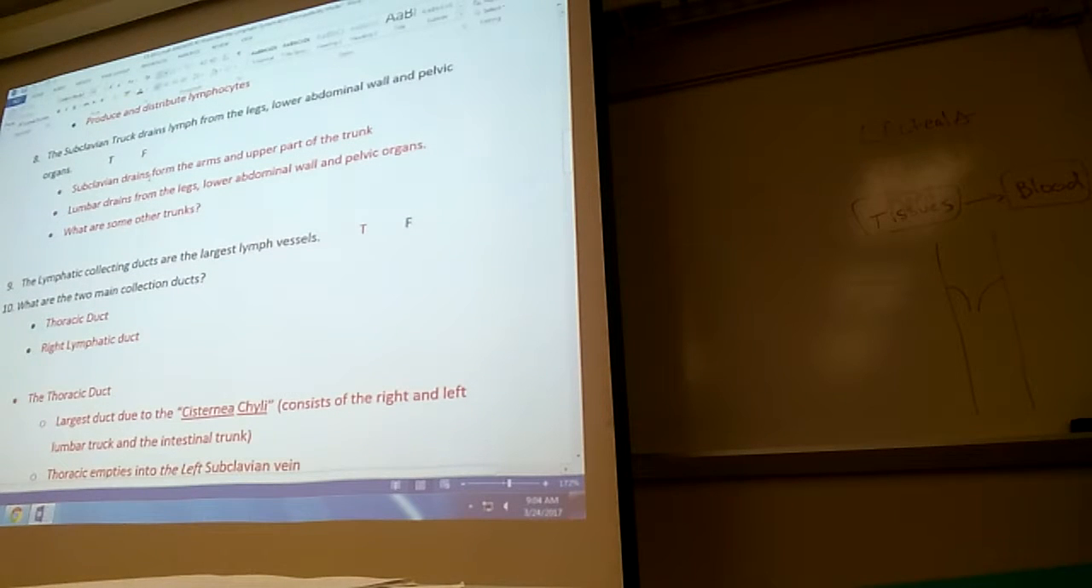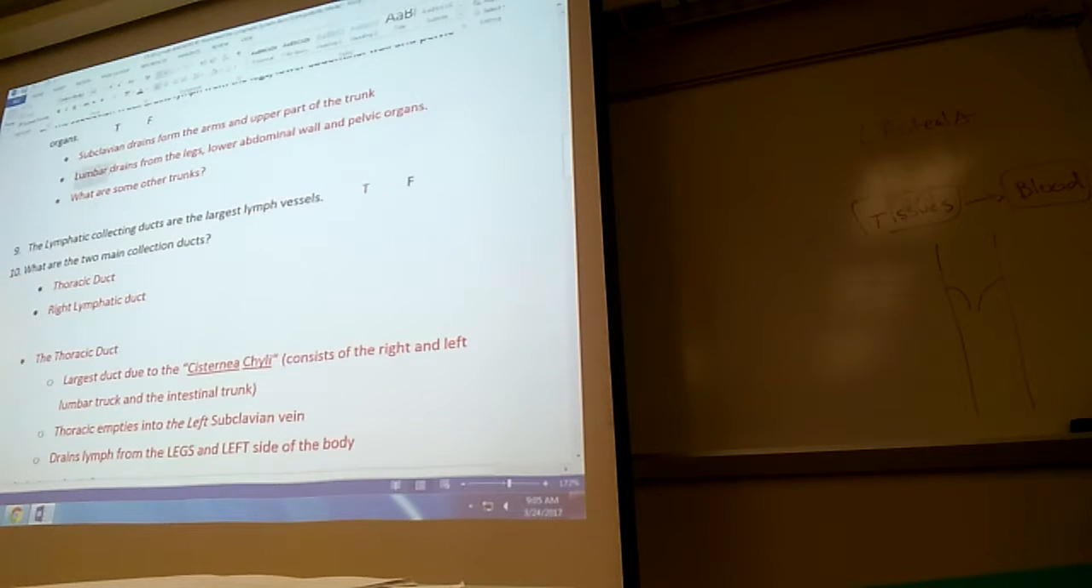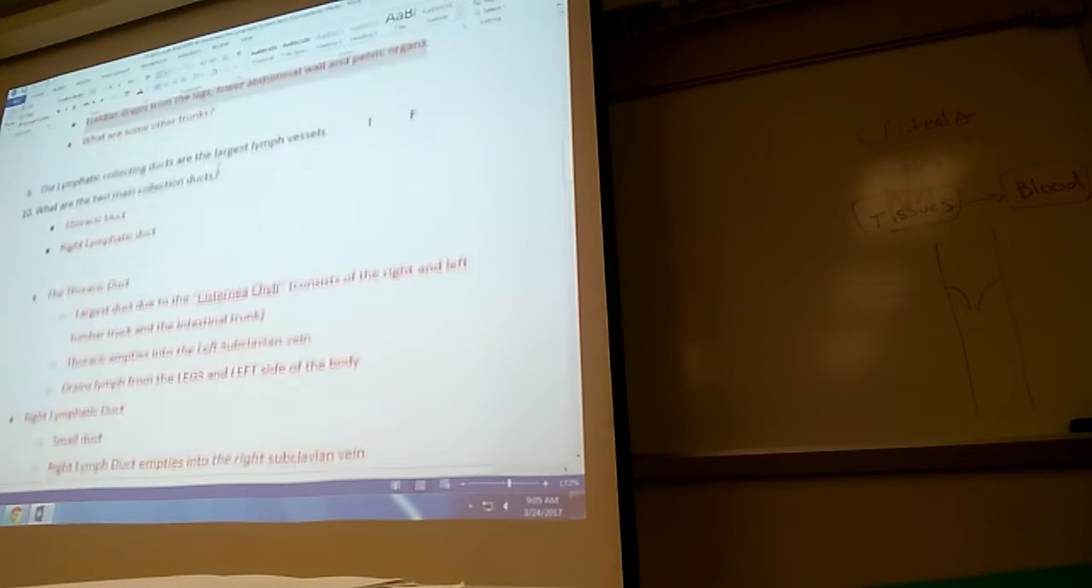So this is a true-false. The subclavian trunk drains lymph from the legs, lower abdomen wall, and pelvic organs. This is false because what is subclavian? Yeah, subclavian. So sub meaning under, clavian meaning your clavicle. So it's up here. It doesn't drain from the abdomen or the legs. It's not, anatomically. But the lumbar is what drains it. So your lumbar is like your lower back. So that's what drains it into the abdomen and pelvic organs.